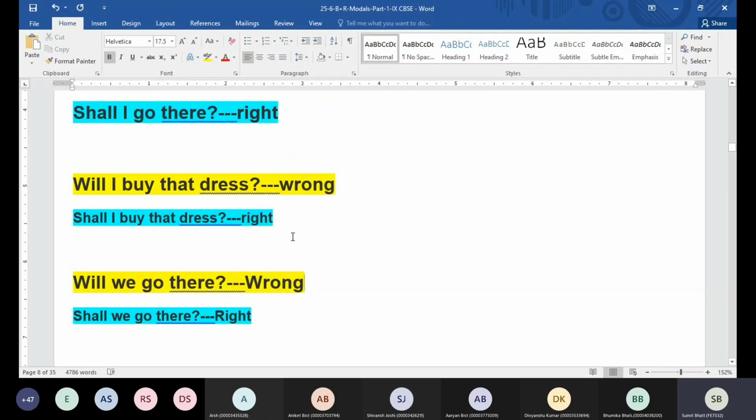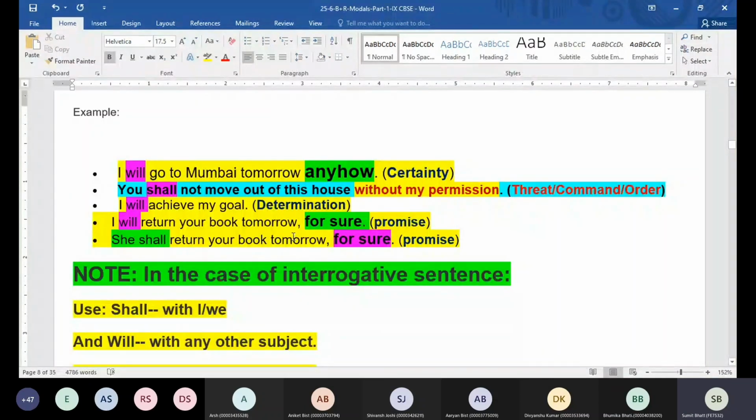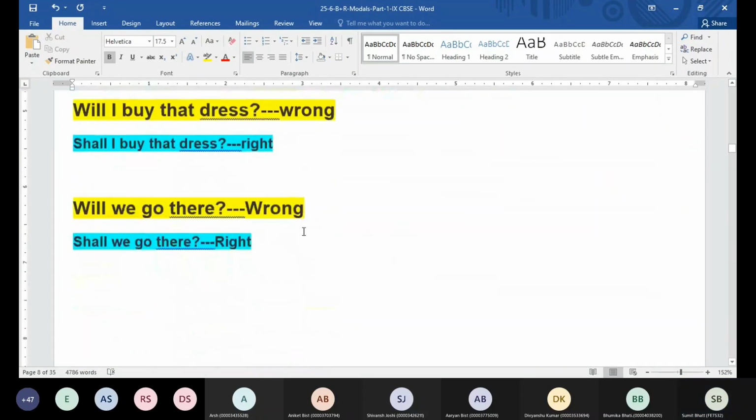So remember, in the interrogative case, shall is for I and we, other subjects will be taking will. But in the affirmative and negative case, we can interchange them as per the need of the sentence. If there's a normal statement, shall is for I and we, will is for other subjects. And if there's a case of promise, threat, certainty, command, order, determination, in these cases, we can interchange will and shall. Okay, everyone?